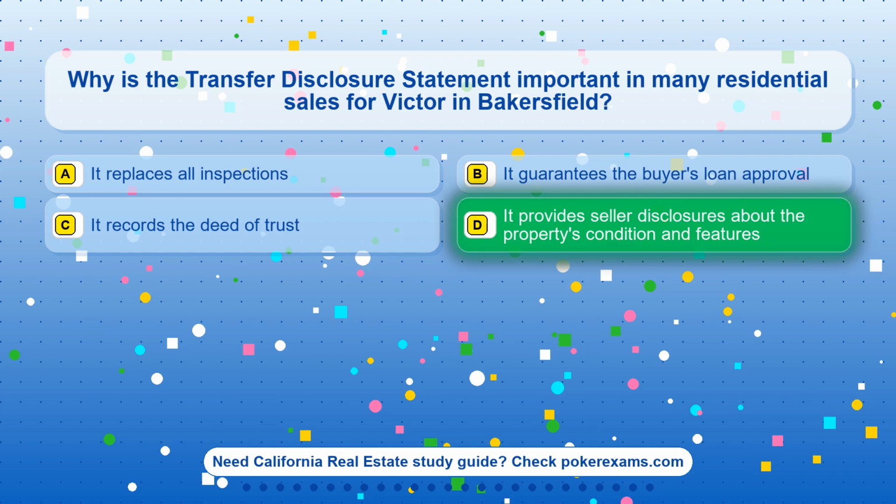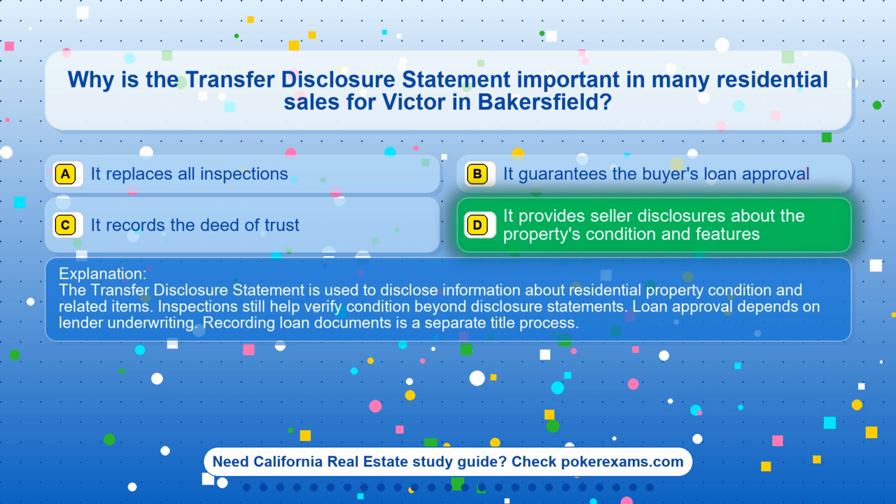The correct answer is option D. It provides seller disclosures about the property's condition and features. The transfer disclosure statement is used to disclose information about residential property condition and related items.